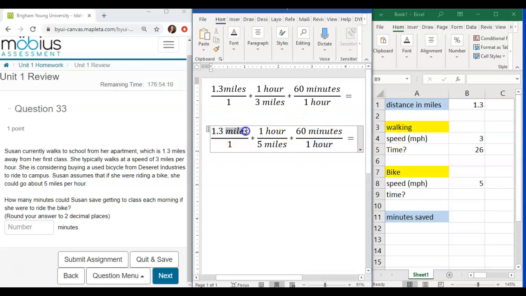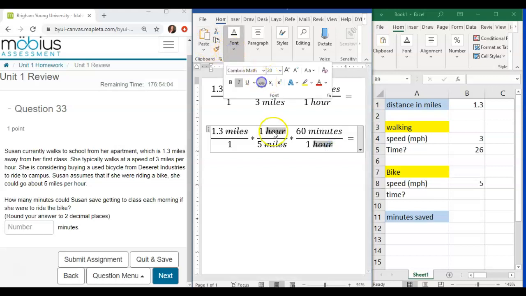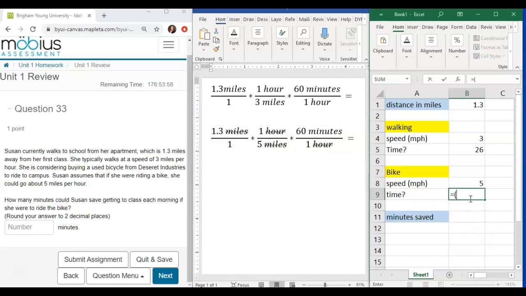We can show that by miles divided by miles, and cancel those out. And here, hour divided by hour, and cancel this out. And the only unit left is minutes. So again, here we'll do all the numerators in the parentheses, 1.3 times 60, and the only unit we have is minutes, so we'll end up with minutes. Close the parenthesis, and divide by 1 times 5, which is all 5. Press enter, and the time is 15 minutes on her bike.